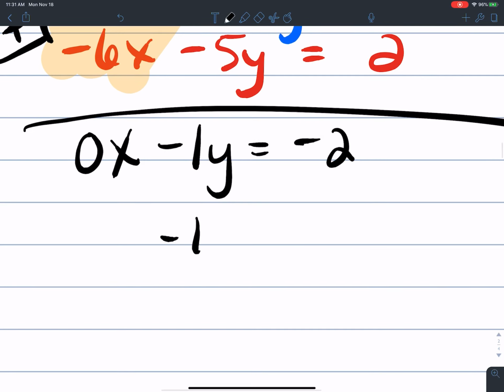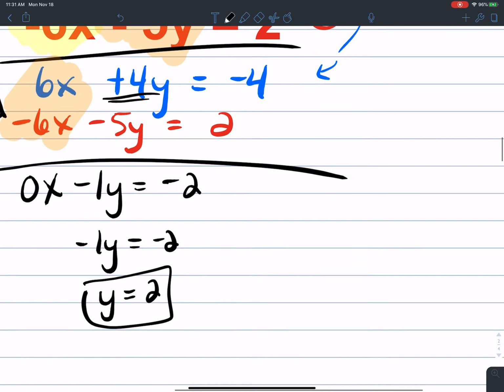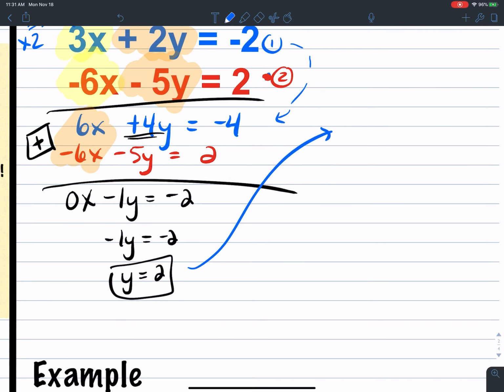So again, I've created a new equation that only has one variable in it, so I could see that y was equal to 2. And after that, it's fairly straightforward again. Once I know what y is, I can plug it back in. So I'm just going to plug it back into the first one to find the x value.